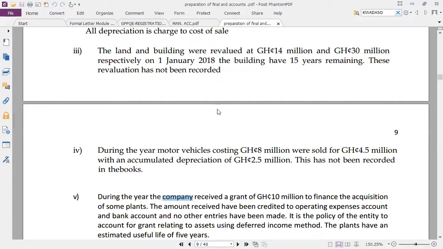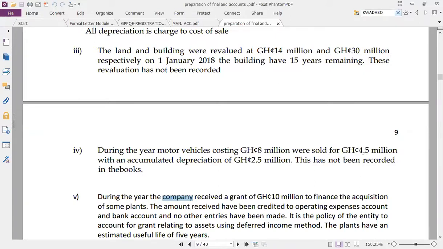Okay, so that is it. So now let's go ahead and calculate the profit or loss on disposal. So how do you do the profit or loss on disposal? All you have to do is bring the proceeds of 4.5 million.